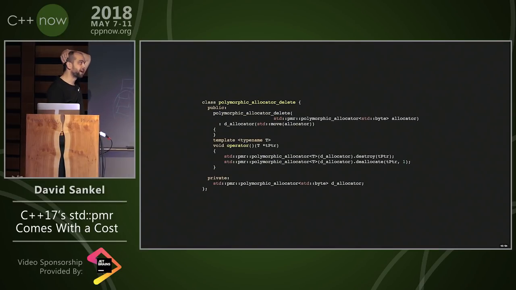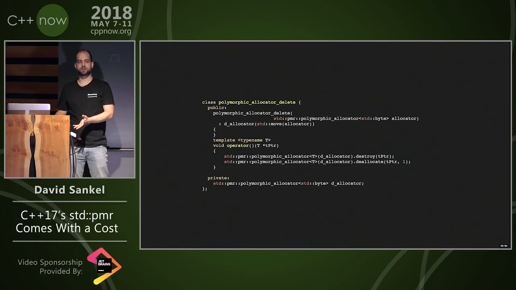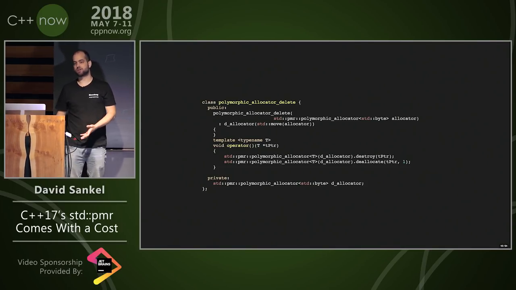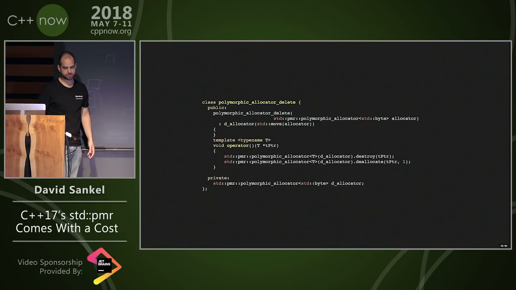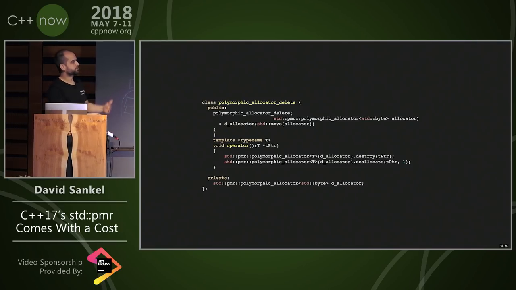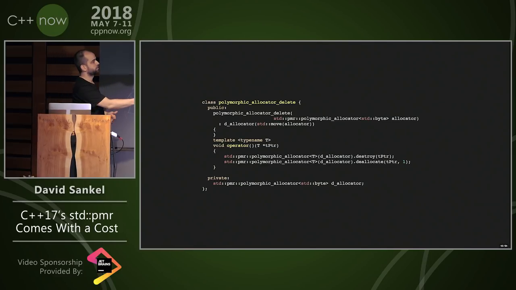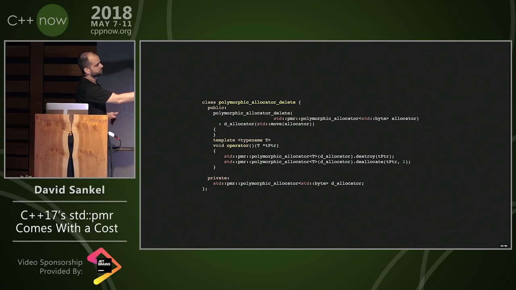So the polymorphic allocator delete thing that we passed into unique pointer. For those of you who aren't aware, unique pointer's second template argument is basically a callable, which will be called on the pointer in the event of a destructor. So in reverse order, and the way that we created this thing, first we take a copy of the polymorphic allocator and keep it as a member. But then when we call this to deallocate the pointer, we call first destroy and then deallocate. So remember, there was the two-stage initialization, allocate, construct, and now we destroy to destruct it, and then deallocate.